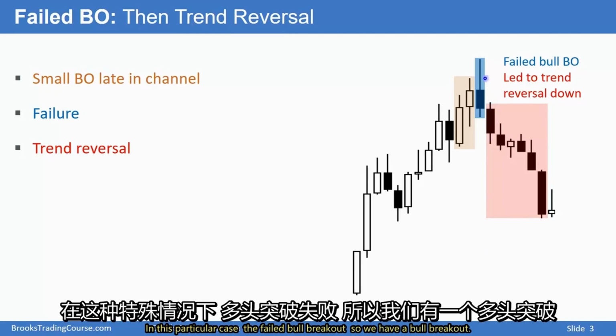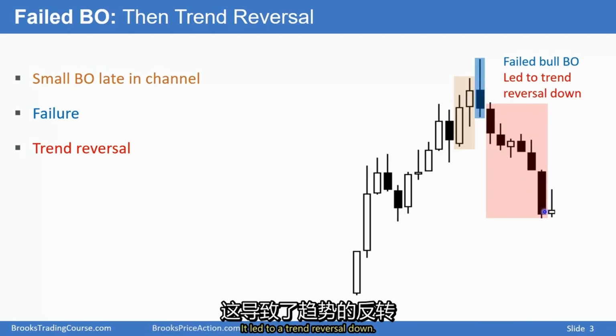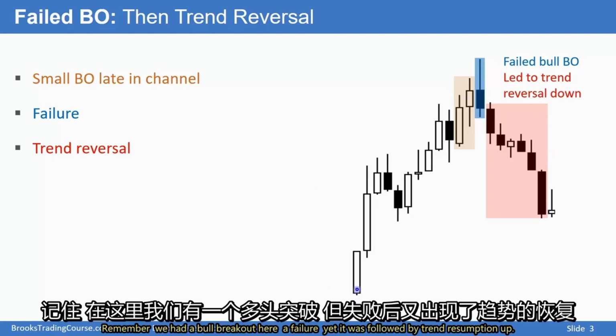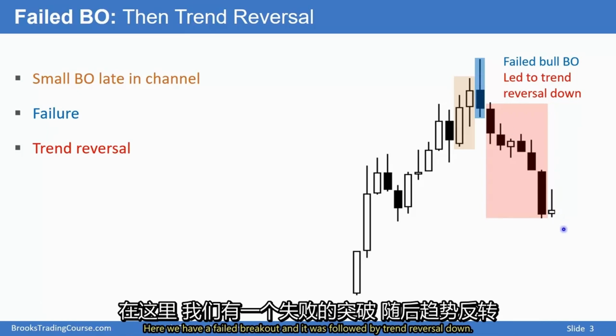In this particular case, the failed bull breakout, so we have a bull breakout, it's failing. It led to a trend reversal down. Remember, we had a bull breakout here, a failure, yet it was followed by trend resumption up. Here, we have a failed breakout, and it was followed by trend reversal down.